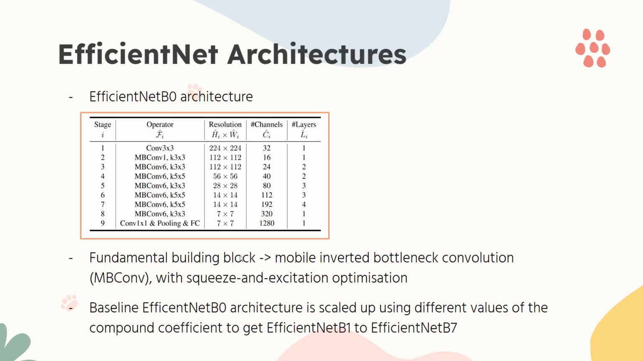The baseline EfficientNet B0 architecture is shown in this slide. The fundamental building block is the mobile inverted bottleneck convolution with squeeze and excitation optimization. The baseline model is scaled up using different values of the compound coefficient to get EfficientNet B1 to EfficientNet B7. In this project, we experimented using EfficientNet B0 to B2. We did not use larger variants of EfficientNet due to the limits in GPU memory.